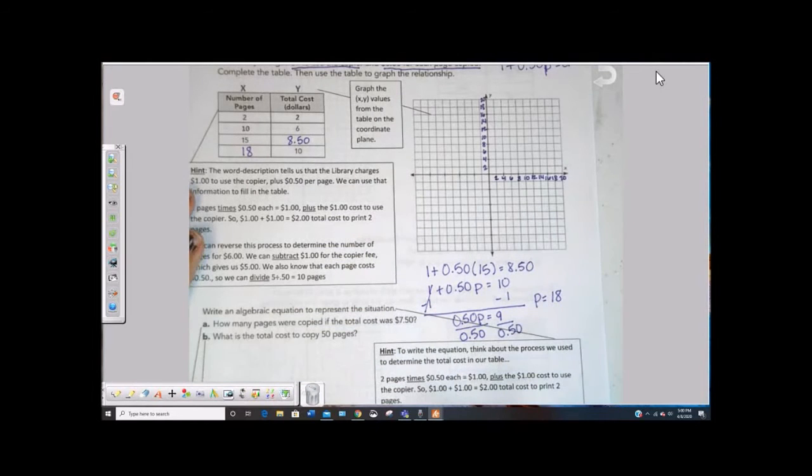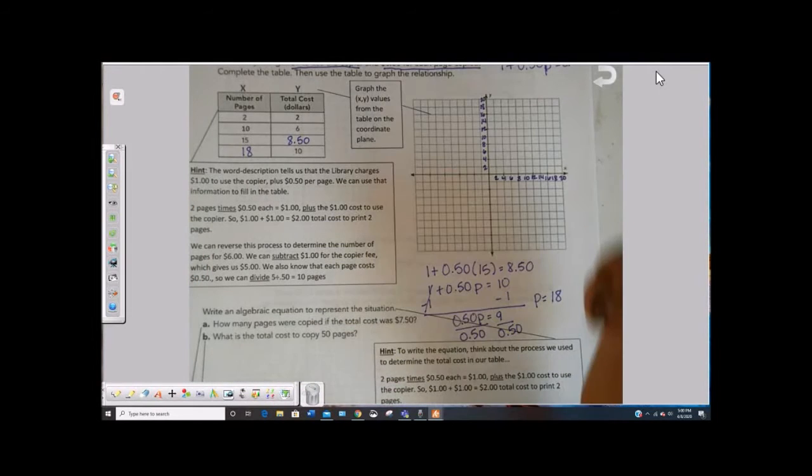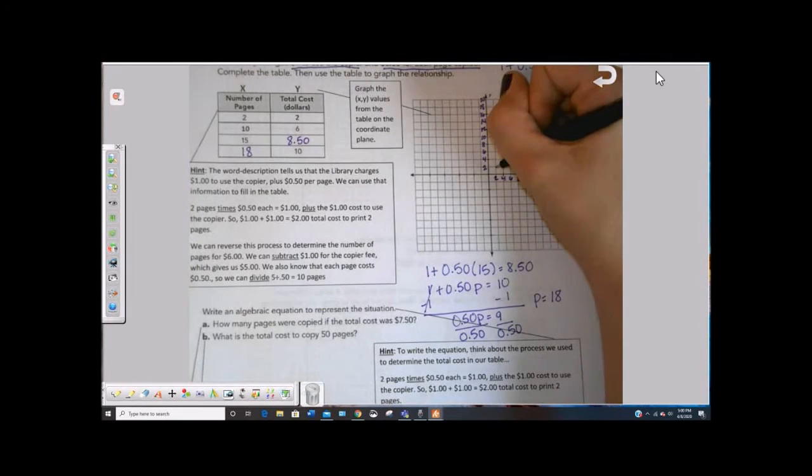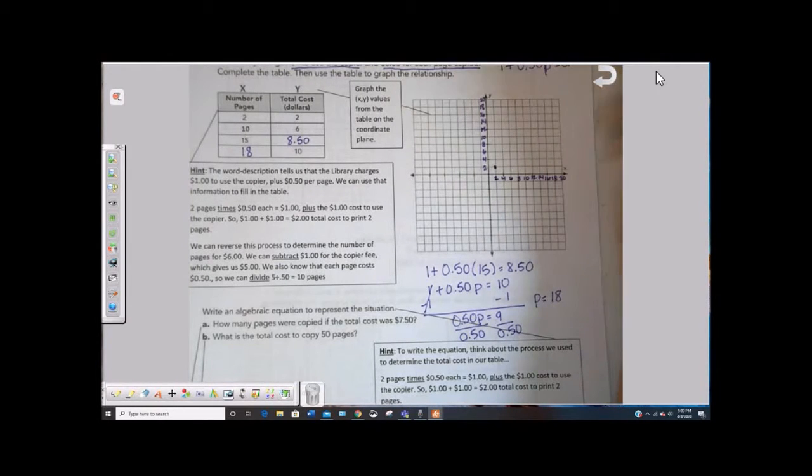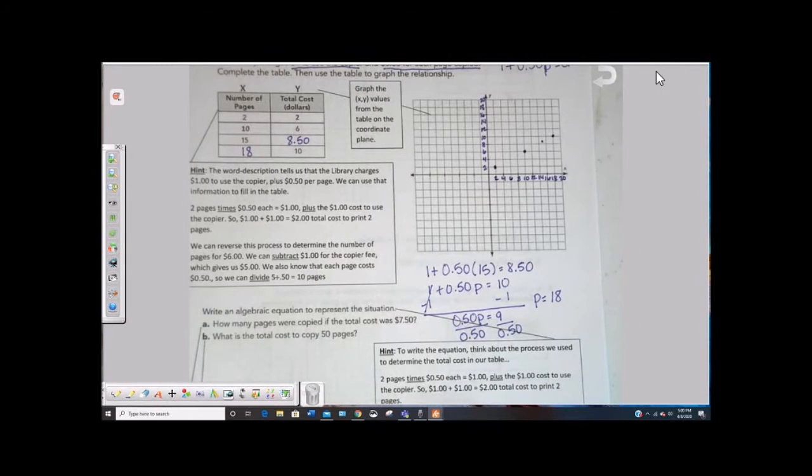All right. The first point is 2, 2, so that would go right here. Then we have 10, 6, so over 10 up to 6. Then 15 and 8.5. 15 is between 14 and 16, and 8.5 would be about right there. It doesn't have to be perfect. And then I have 18, 10. So there's our graph. Looks fairly well. You can connect the points if you want. You don't have to though.